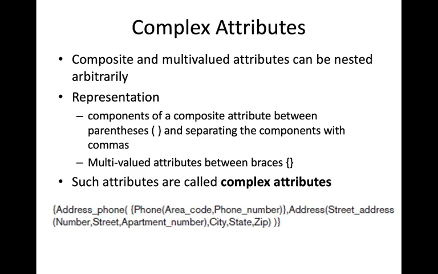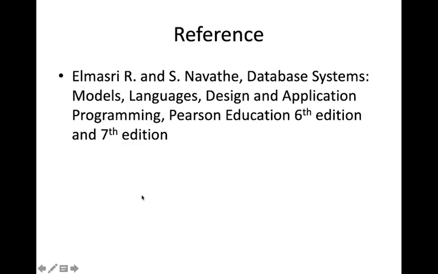We will not be dealing with complex attributes directly. We will split them into simple attributes when we store them in the database. But you have to learn what a complex attribute is. It is a combination of composite and multi-valued attributes. An example is address phone. A person can have several residences, so we will have several addresses and several phone numbers. If you want to store a particular address phone of a person, it should be represented as a complex attribute. So that's all about the different types of attributes. This is a reference. Thank you.